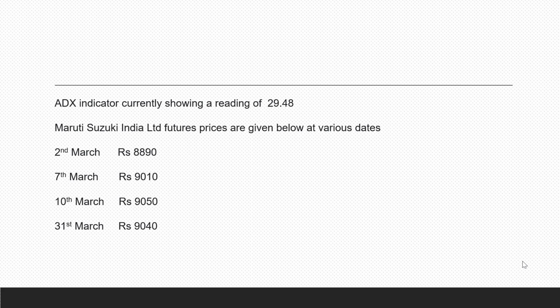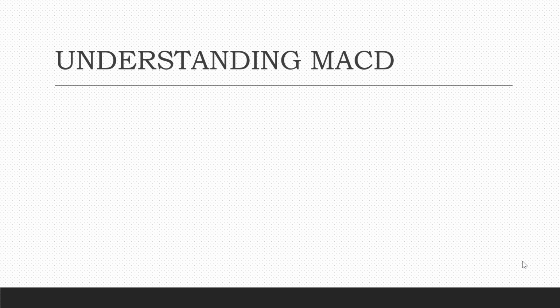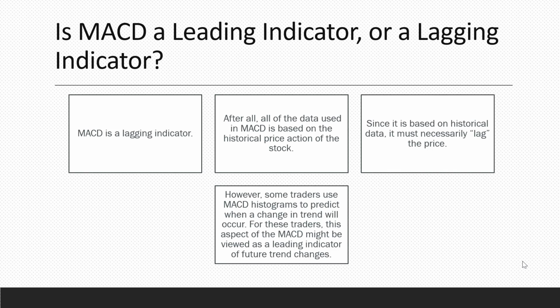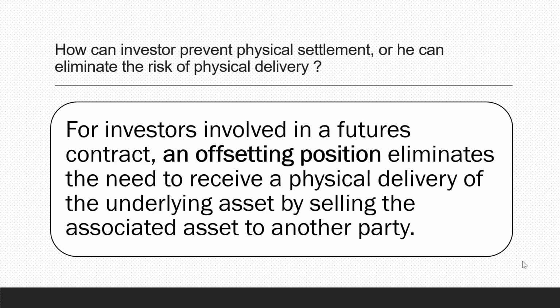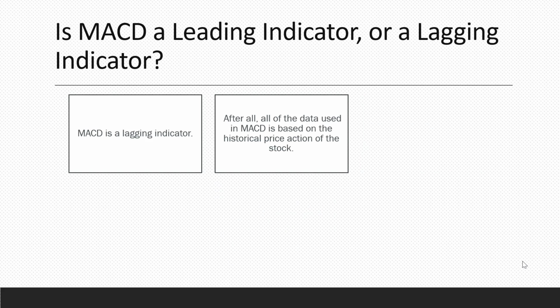Okay. On 10th March, you find the Maruti is trading at 9050, so you are still making a gain. So what you'll do, you will square off your position on 10th of March based on the data which is given to you. If you do that, what will be your profit? 9050 minus 8772 into 100, because lot size is 100. So you're sitting on a profit of 27,800, isn't it? Have you followed this? Odit, Bharat? Yes, sir. Is it clear to all of you? Yes, sir.